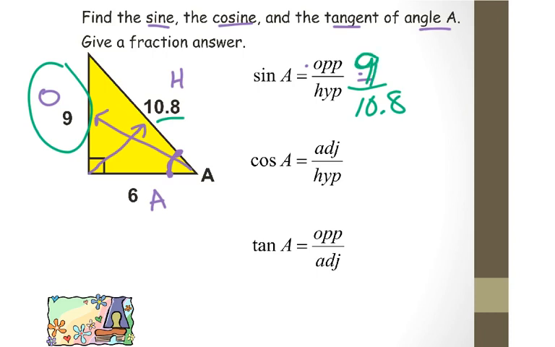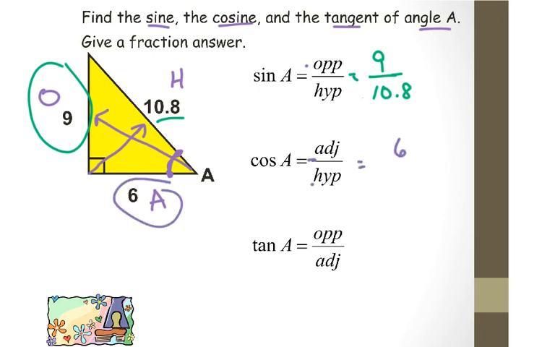9 over 10.8. That's really sloppy, sorry about that. Here, I'll clean it up. I know you just want to see my writing. 9 over 10.8. That's a little bit better. Cosine is adjacent over hypotenuse. What is adjacent? That's my 6 over my hypotenuse, 10.8. And then finally my tangent: my O is 9 and my adjacent is 6.